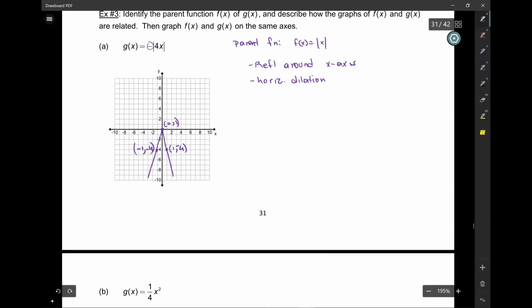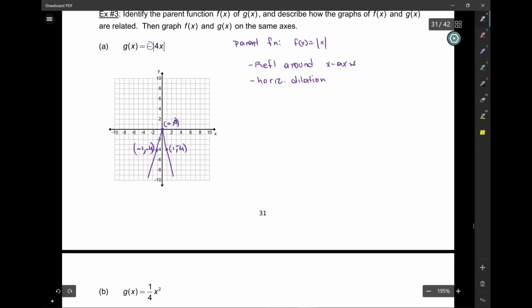And because there is a negative out front, that's a vertical reflection. It means instead of opening up, it's going to open downwards. Do you know that you can plug in anything for x? So even if you didn't see it, you know that when x is 0, y is 0. This is 0, 0.